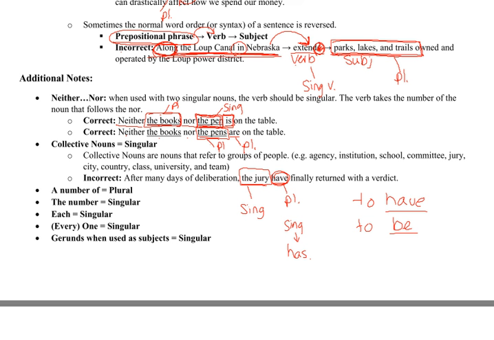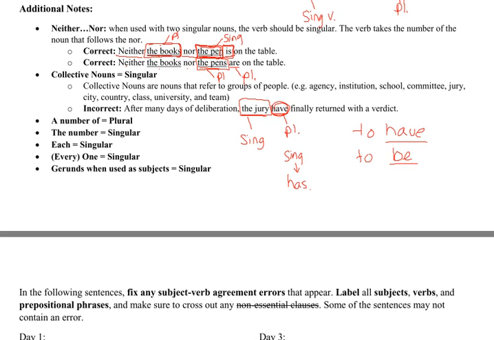And to be is even more irregular. I am, you are, he is, they are. And that's something that you guys will get more practice with, conjugating them. Actually, you know what? I am just going to do this right here for you, and I will expect to see this in your notes.